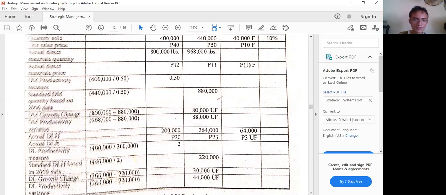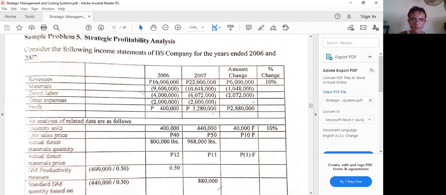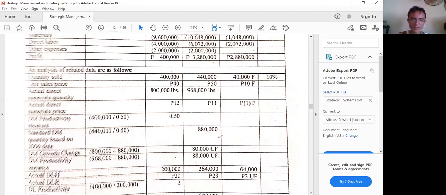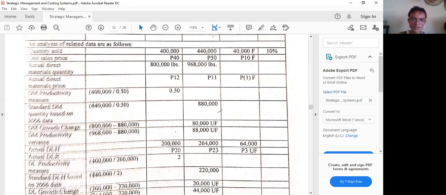Okay, so probably there is an error somewhere on this part here, right? So what could be the amount? Yeah, this has to be 800,000. 400,000 divided by 800,000, then oh my, because of the errors and the words here, we are keeping this very long. But anyway, 400,000 divided by 800,000 pounds, that's 0.5. So this 0.5 is divided by 880,000. And that's where we analyze the growth change and productivity variance.